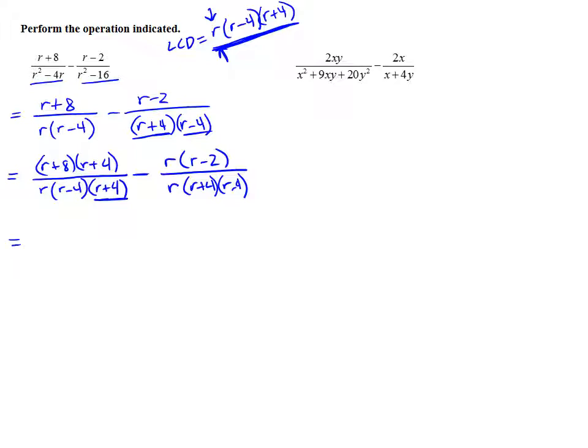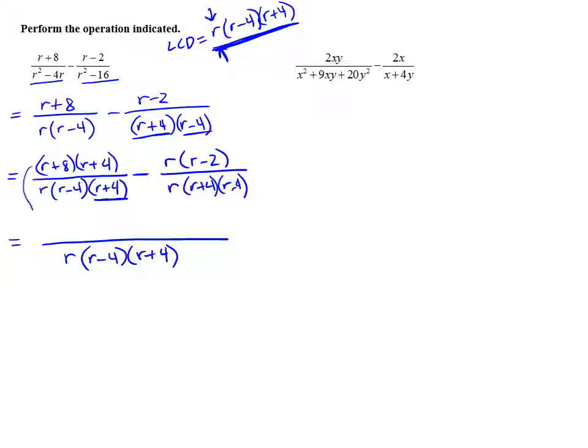Now I have a common denominator of r times r minus 4 times r plus 4. In one fraction, I wrote the r minus 4 first and the r plus 4 second. I did the opposite in the second fraction. Don't worry about which one you write down as your common denominator. They're all multiplied, so you can write them in any order. With my numerators, I want to subtract, but I need to multiply before I can subtract. Order of operations, multiply before you subtract.